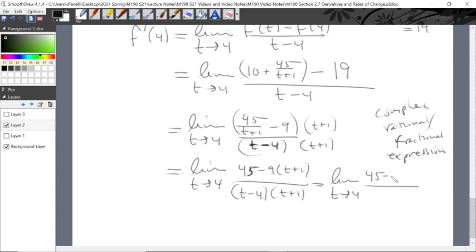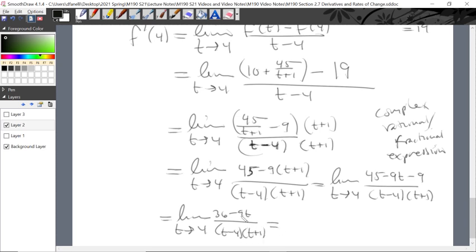So let's see, 45 minus 9t minus 9. In other words, I could factor out a 9 from here and combine some like terms, t minus 4 and t plus 1. Okay, so what is 45 minus 9? It's 36, right? So the limit as t approaches 4 of 36 minus 9t over t minus 4 times t plus 1.